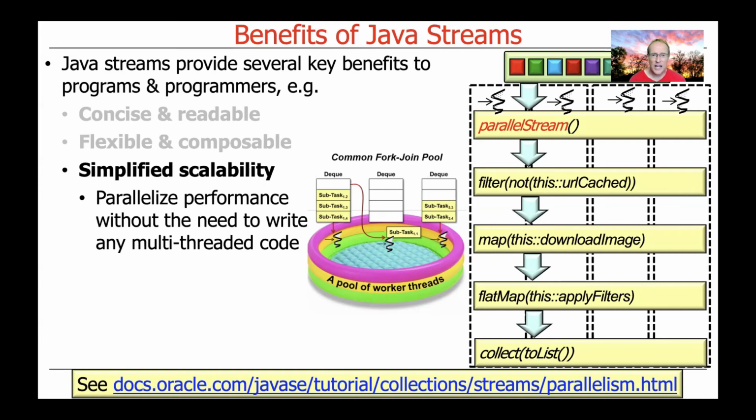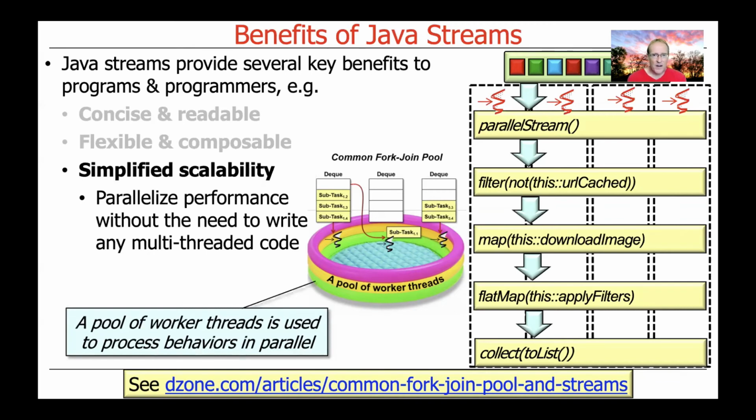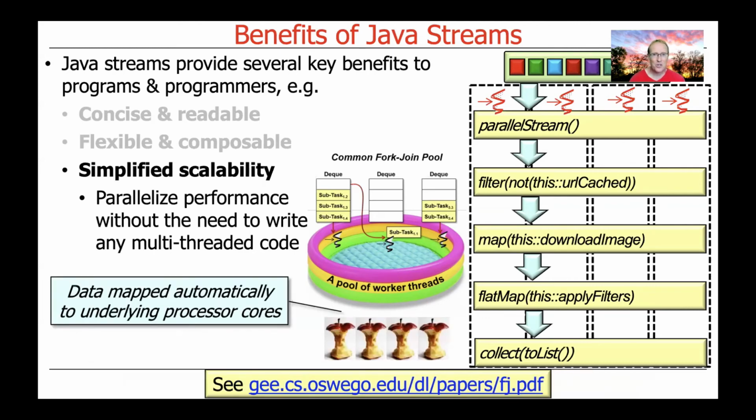So much cleaner. Basically what Java Streams does, as we'll see, is it provides a functional facade that works on top of the underlying Java object-oriented fine-grained data parallelism framework, something called the common fork join pool. And the common fork join pool, which we'll talk about later in the course, gives you a pool of worker threads that are used to process all the behaviors in a stream in parallel. And then what they also do, which is really cool, is the fork join framework automatically maps the threads in the worker pool down onto the cores in the underlying hardware.